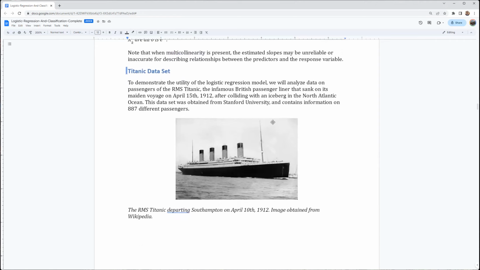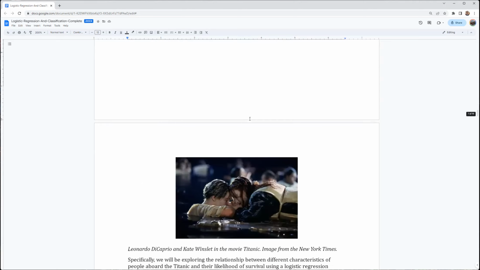So let's demonstrate the usefulness of the logistic regression model by looking at a real data set that people love to use logistic regression for. It's a very commonly used data set in machine learning and classification problems. So we're going to be looking at data on passengers from the RMS Titanic, the famous British passenger liner that sank after hitting an iceberg in the North Atlantic Ocean in 1912, right? So this data was obtained from Stanford University. It has data on nearly 900 passengers from the ship.